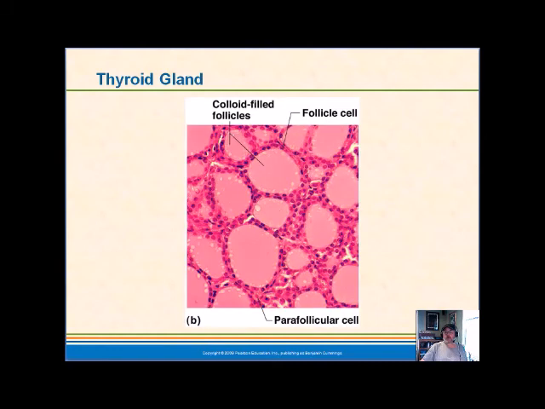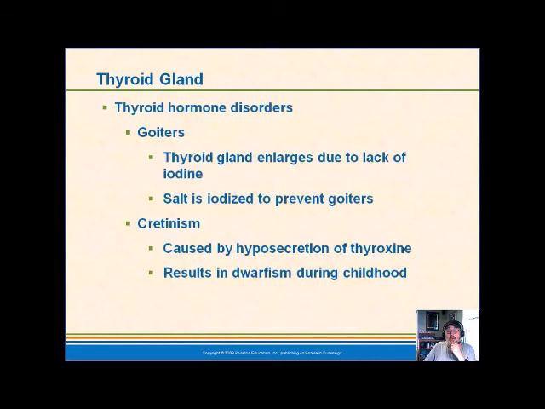Now, there are some problems that can occur. We have these follicle cells which produce material, and then we have these follicles called colloid, or this substance called colloid, which gets stored. And if we don't have enough iodine in our diet to combine with the colloid, you get a swelling of that gland, which results in something called a goiter. The thyroid gland gets enlarged due to a lack of iodine.